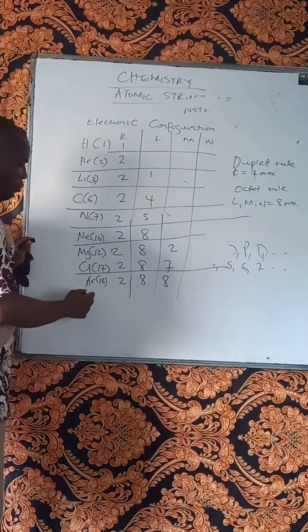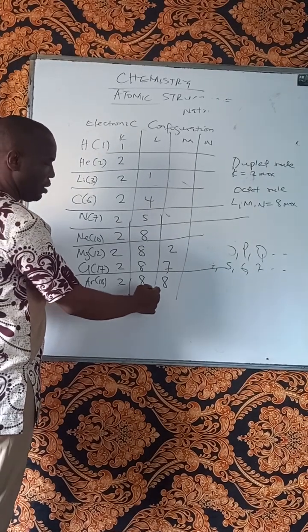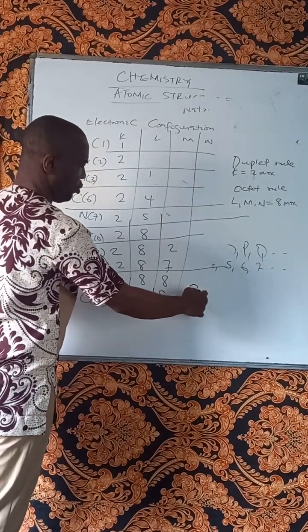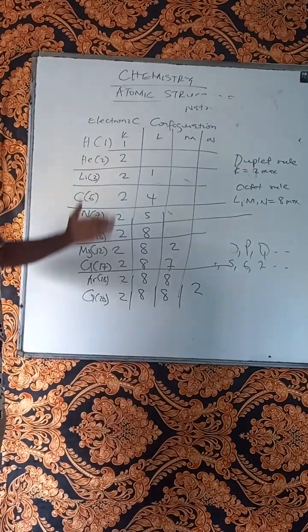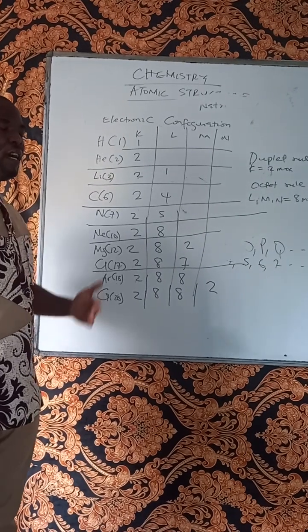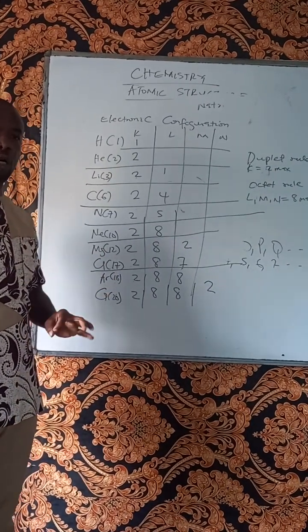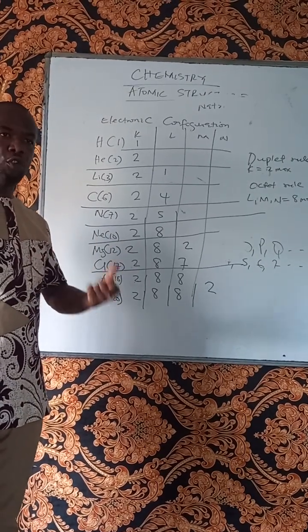Then if I pick, for example, calcium, 20: 2, 8, 8, remainder 2. That will go to the N shell. Now, if you take a look at these examples, we see that some elements here have their last shell filled up. The last shell is also known as the valence shell.